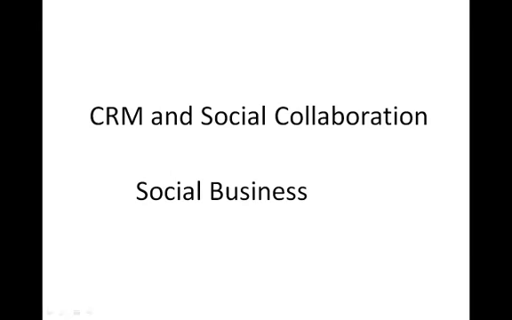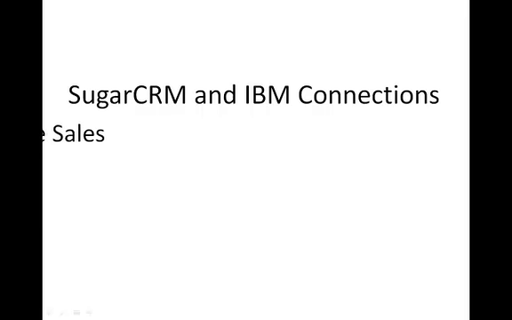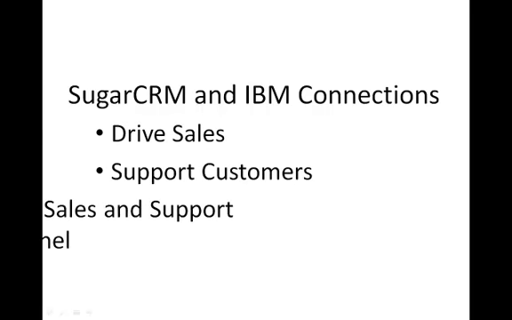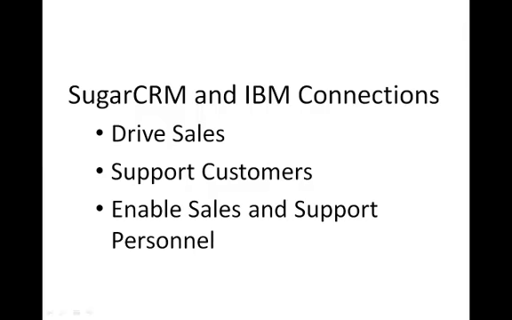In the next few minutes, we'll look at how the combination of CRM and social collaboration can help transform organizations into a social business. Specifically, how SugarCRM and IBM Connections can work together to drive sales, support customers, and enable sales and support personnel to better perform their roles.